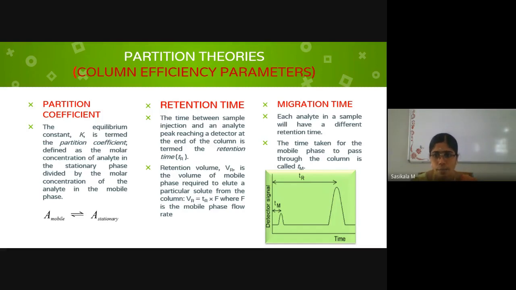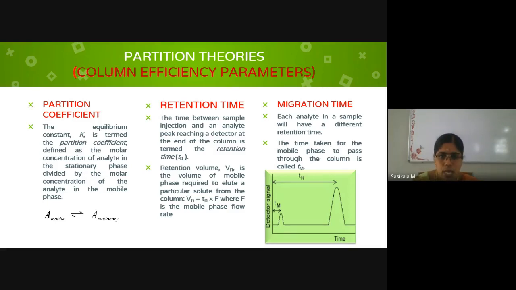What is migration time? How much time the mobile phase takes to enter into the column. Think of the column of separation: for entering into the column from the reservoir, how long the mobile phase takes is called migration time. And what is retention volume? How much volume of mobile phase is used to get a retention time, that is peak maximum or 50% elution, is called retention volume. It is depending on the flow rate of the mobile phase.